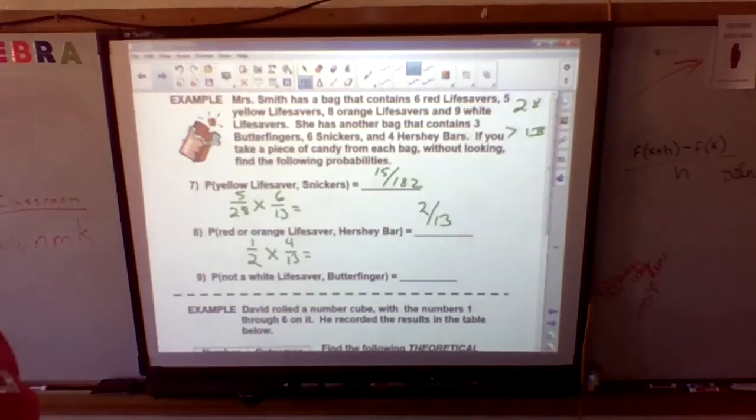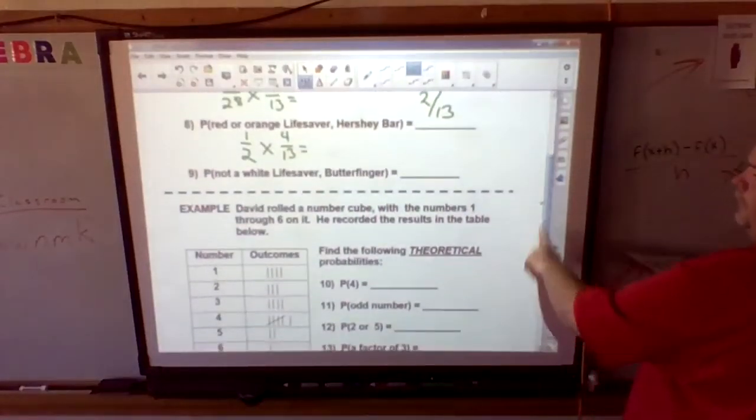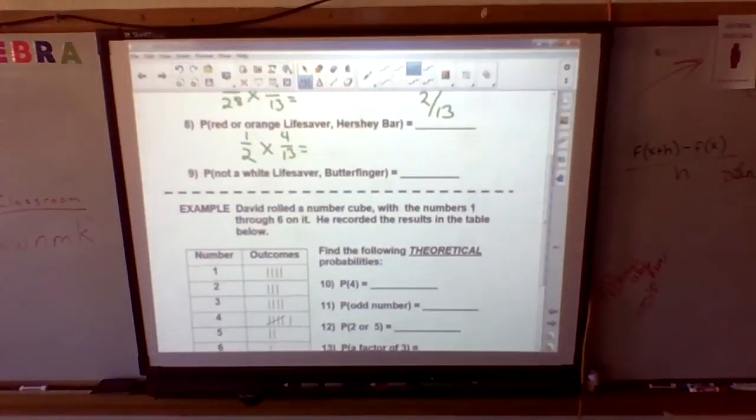All right, go ahead and pause it. See if you can't do number 9. See if you can figure out the solution to number 9. We want the probability of not a white Lifesaver and a Butterfinger.